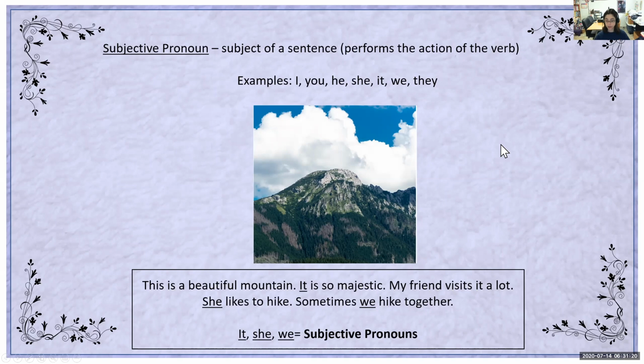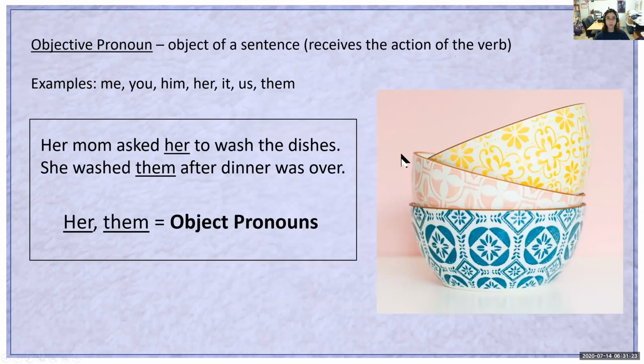Now let's move on to a different type of pronoun, the objective pronoun. The objective pronoun is the object of a sentence, so it's going to be receiving the action of the verb. Some examples of objective pronouns are me, you, him, her, it, us, and them. For example, her mom asked her to wash the dishes. Notice that our first her is not going to be an objective pronoun because it's not really the object of a sentence. But this one is the object of a sentence.